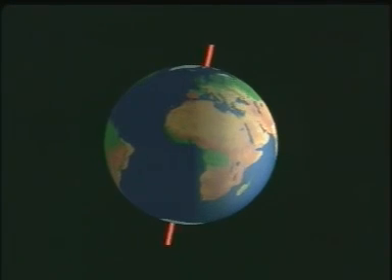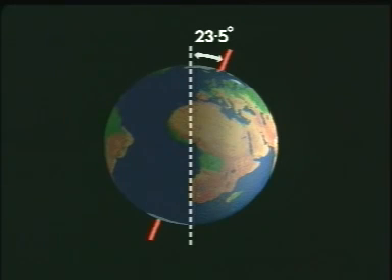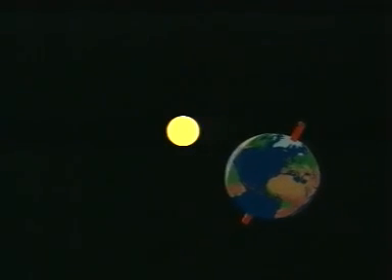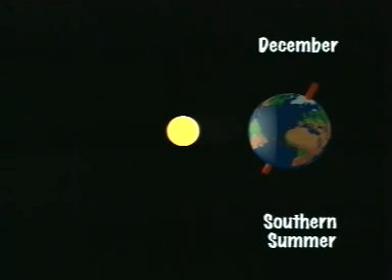On Earth, we have seasons because the axis is tilted at 23.5 degrees. In this model, the Earth isn't spinning and the Sun is smaller and closer in. Here, we're showing what happens during winter in the Northern Hemisphere.